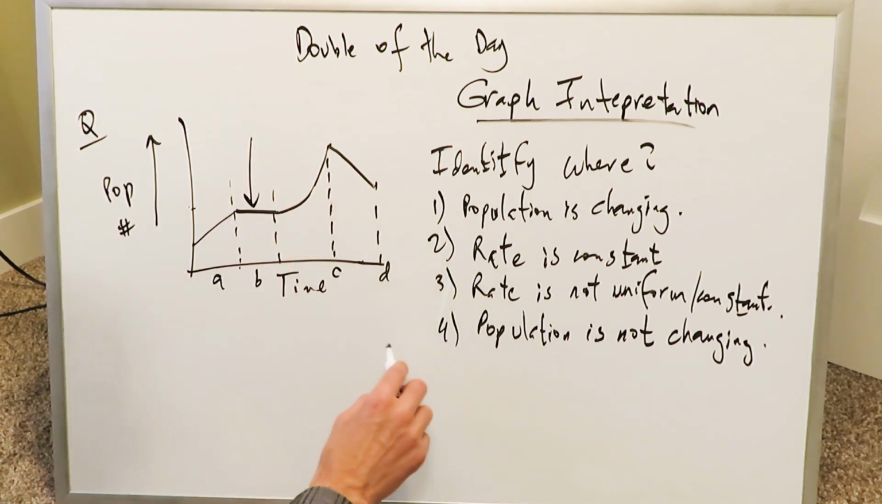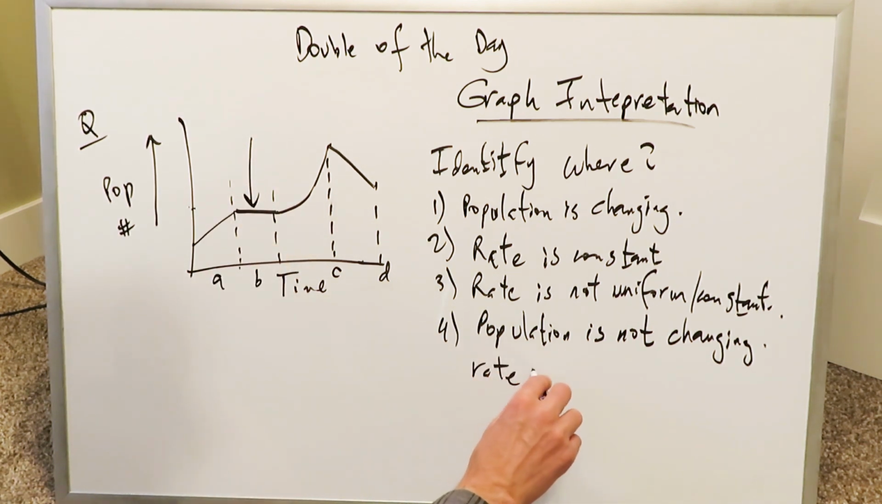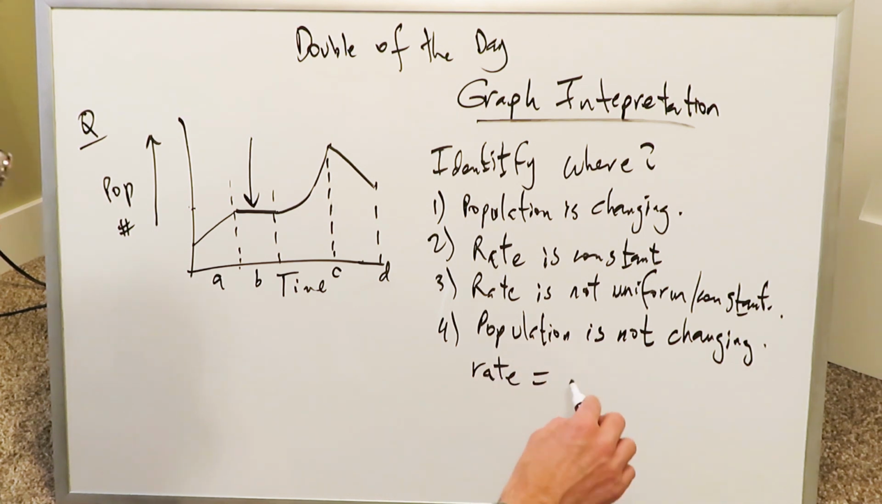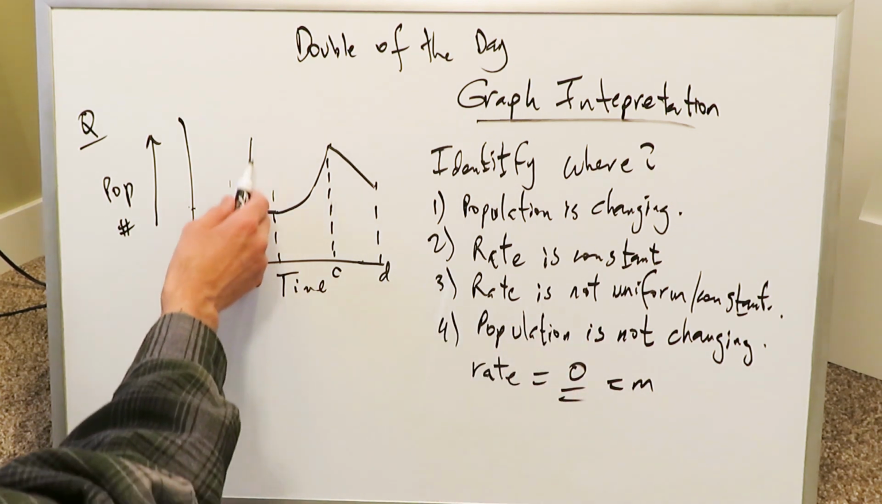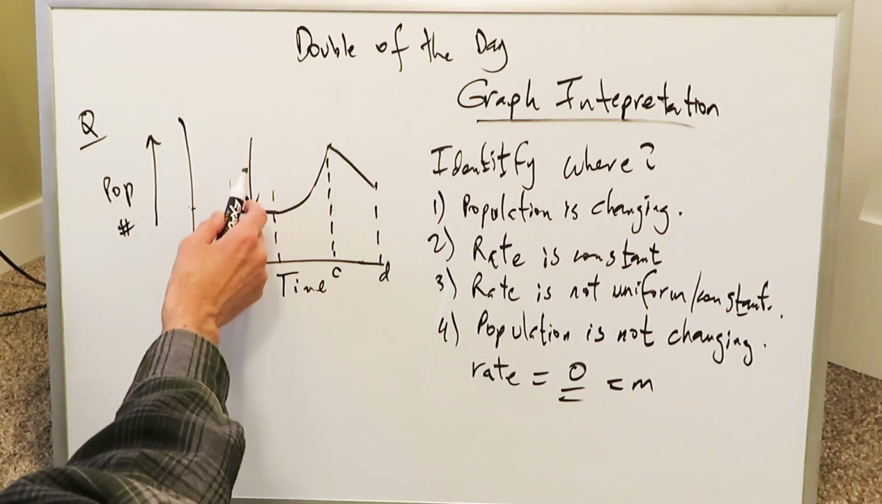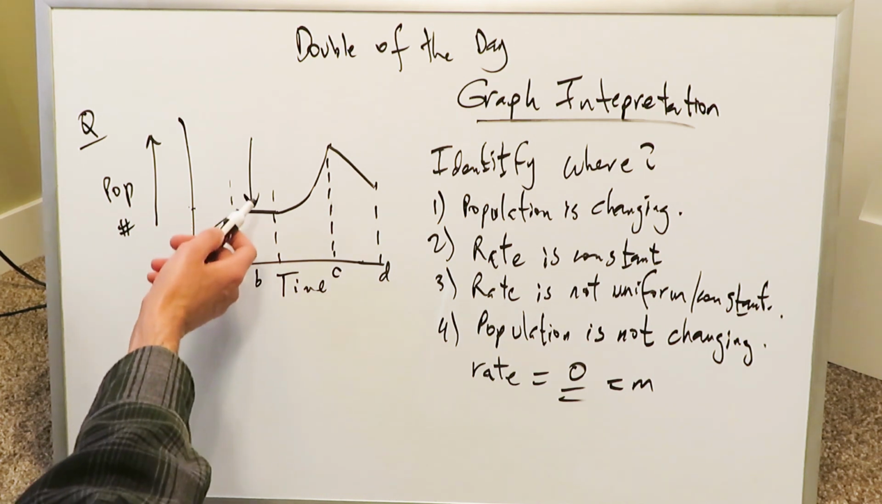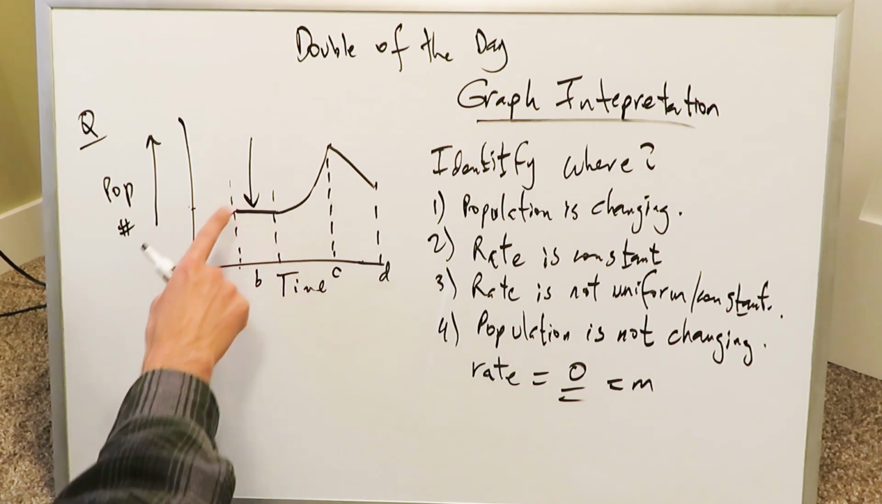The population is not changing where the rate is equal to a very constant number, and it's 0. The slope here is equal to 0. The rate is equal to slope, which is equal to 0. The number of people dying or the number of animals dying and the number of animals which are born is the same. There's no net effect.